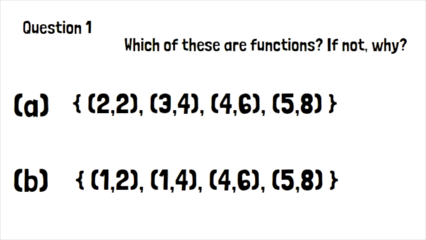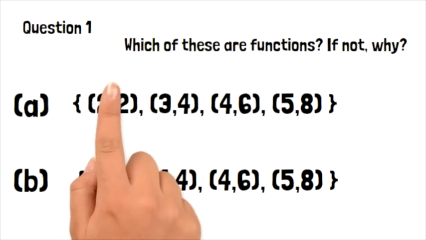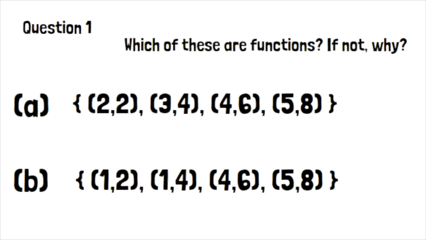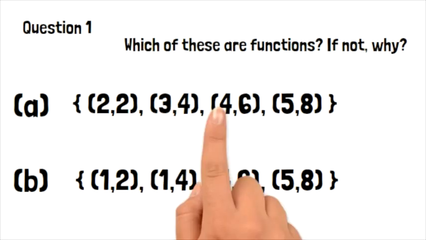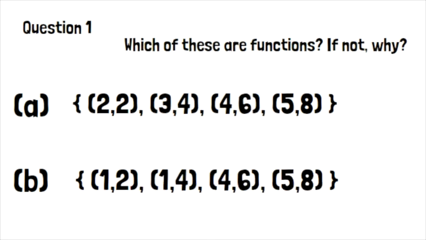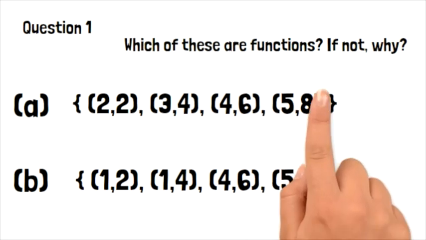The first thing to remember when writing a function as a set of ordered pairs is the first element in the pair is always the element from the domain. In this relation, we see that 2 is mapped to 2, 3 is mapped to 4, 4 is mapped to 6, and 5 is mapped to 8.